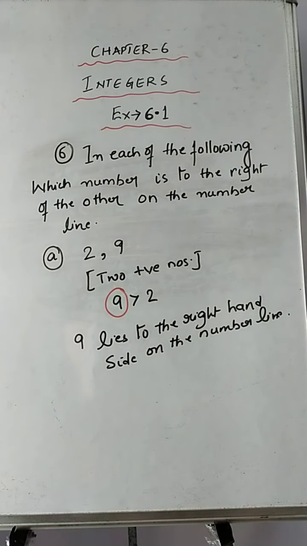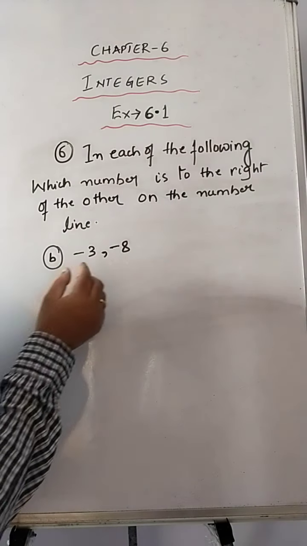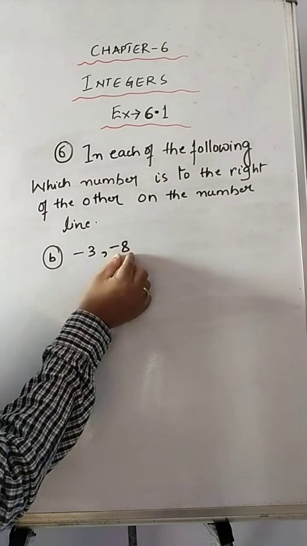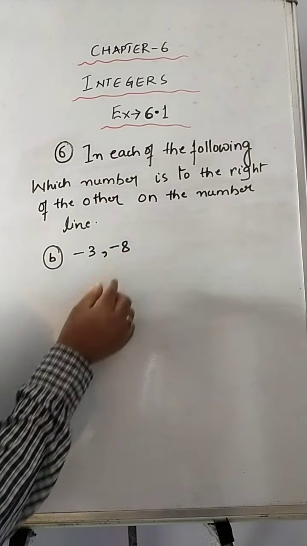Now in sum number B, you see there are two negative integers, that is -3 and -8. The same logic will be used for negative integers also. If two negative integers are given and it is asked which number will fall to the right hand side of the number line, then which number is greater here? So -3 is greater than -8, isn't it? -3 is closest to 0 and -8 is a little bit farther from the 0.